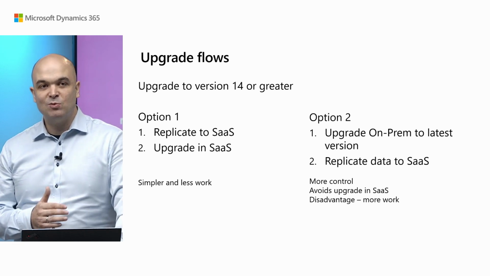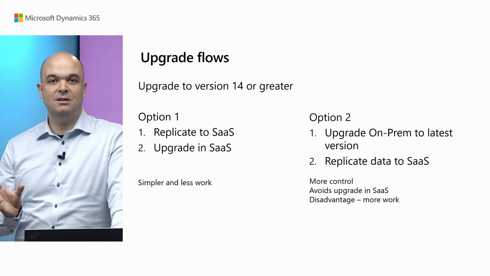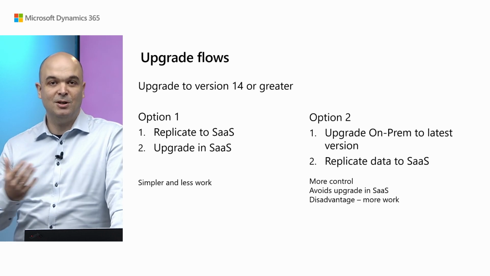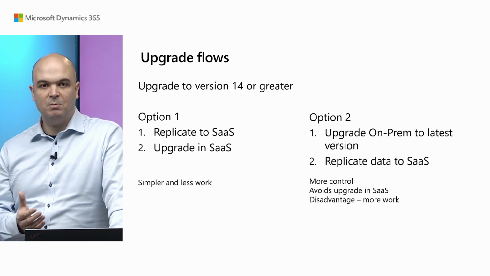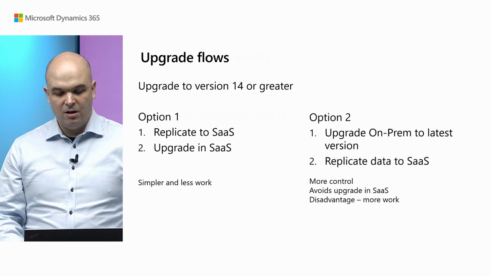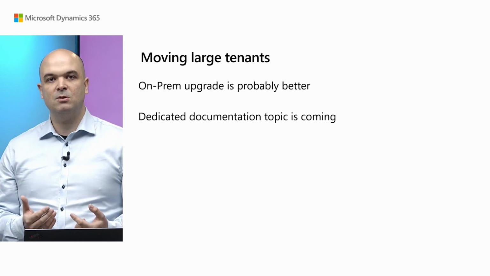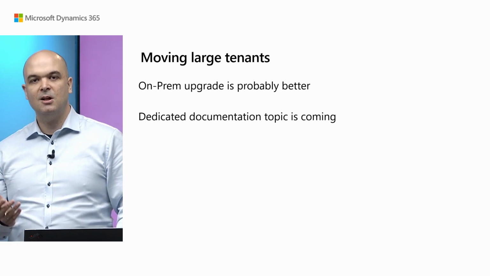We are often getting questions, which option is better? Option 1 is much simpler because you simply connect the SQL database as you have seen in the demo. You replicate the data and then we will run the upgrade for you. Option 2 is more complex for you because you need to do more work, but it's giving you more control over the upgrade process because you're running it on-prem. Usually, the partners are using on-prem upgrade for large tenants because it is going to give them more control and optimizations over the upgrade process, while the smaller tenants are simply copied to SaaS and directly upgraded.